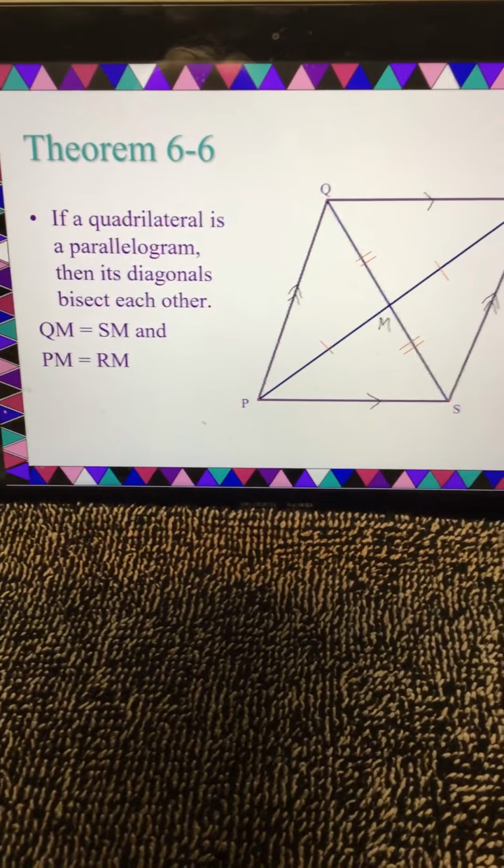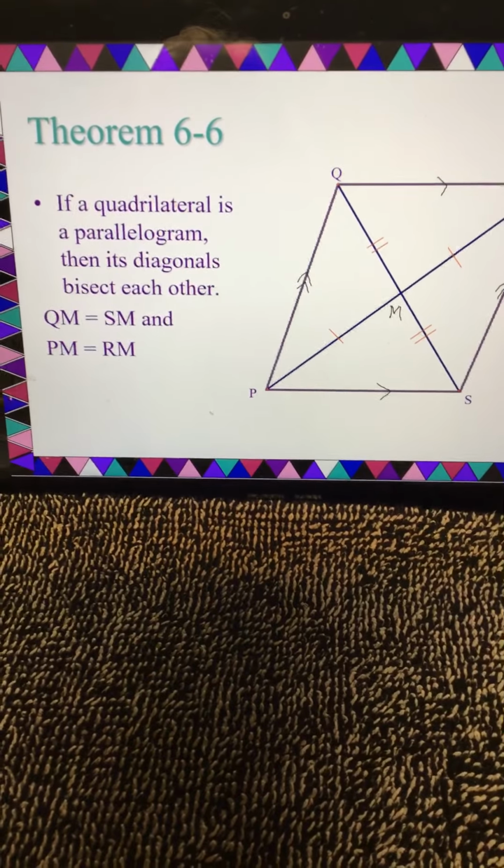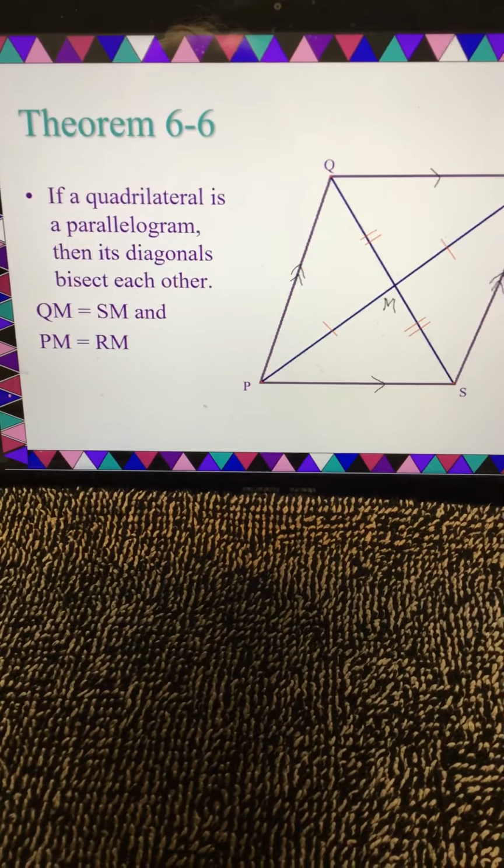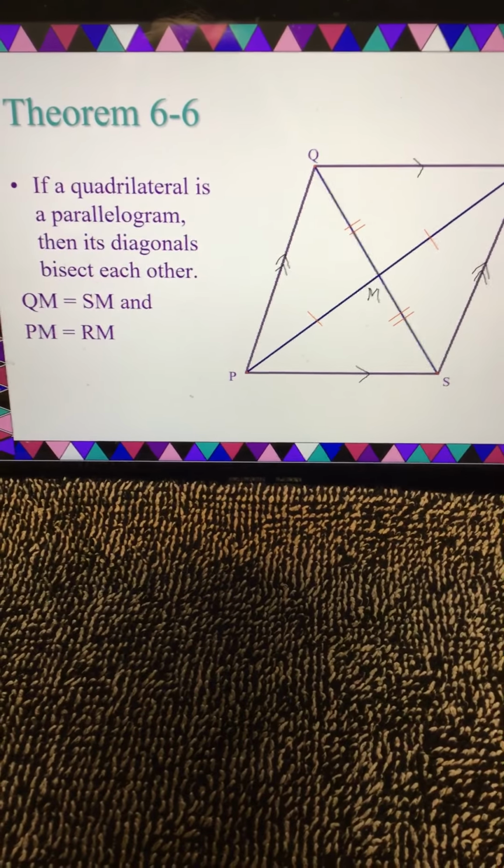I'm going to stop this video now and start another one where we are working through a few examples that use these theorems.